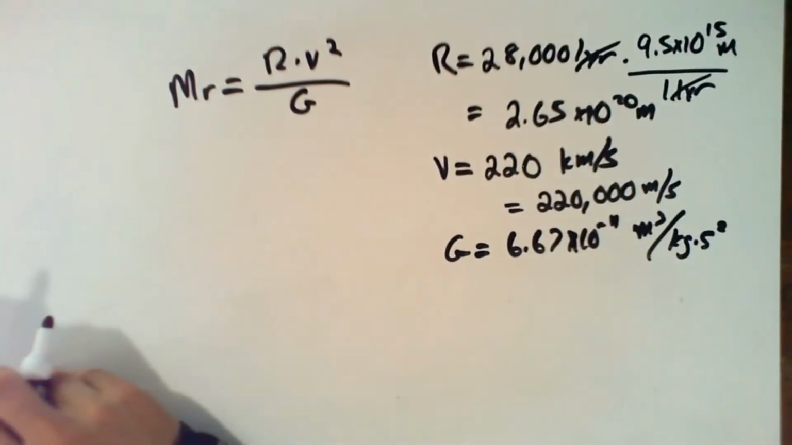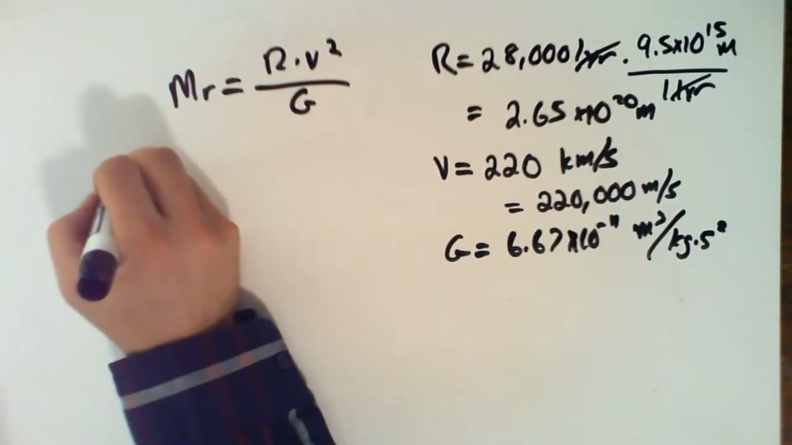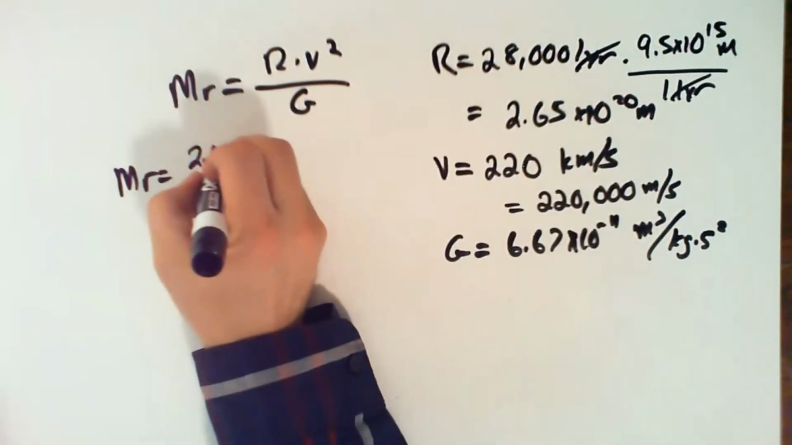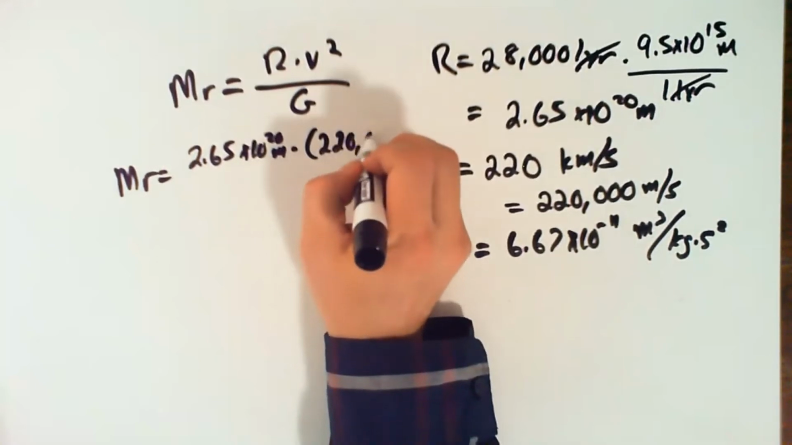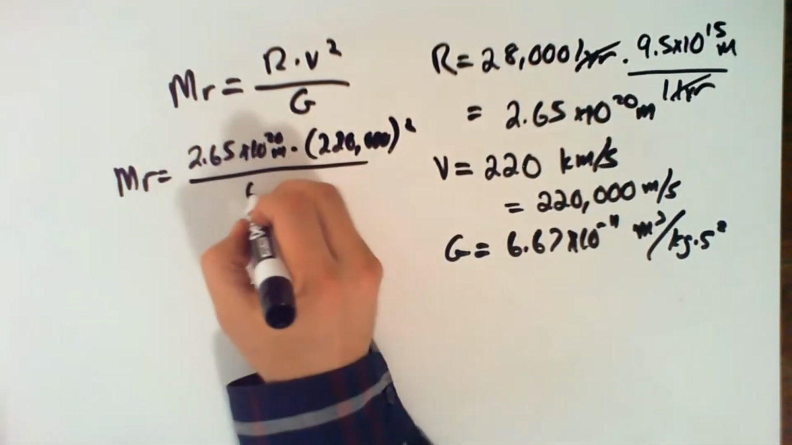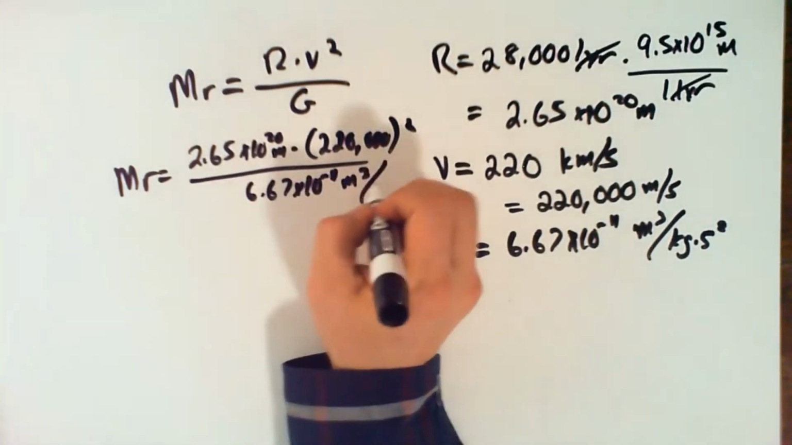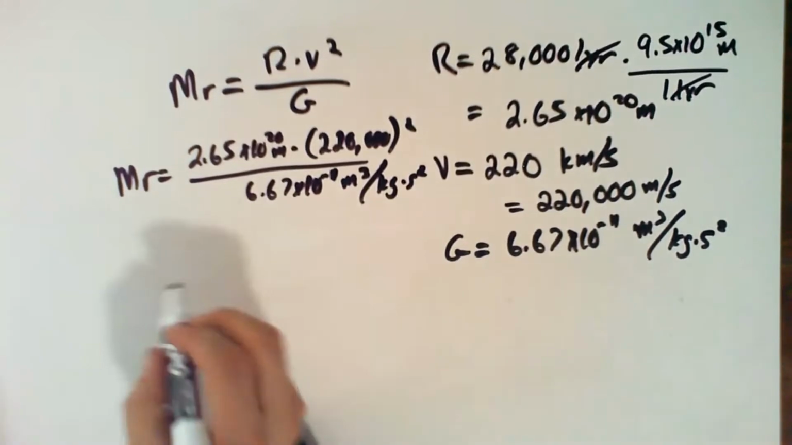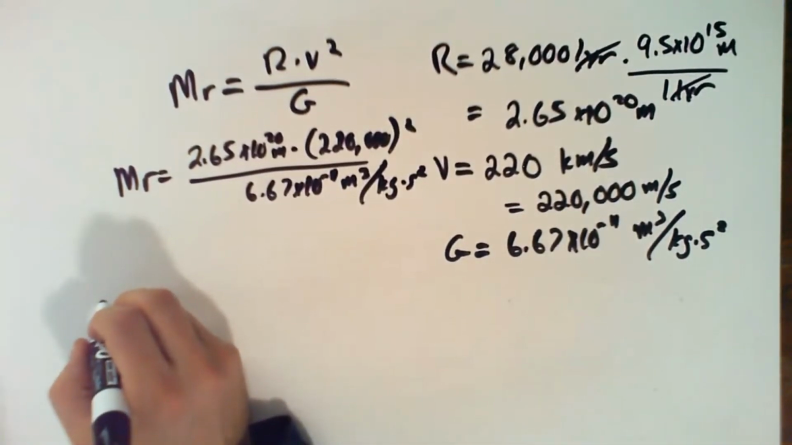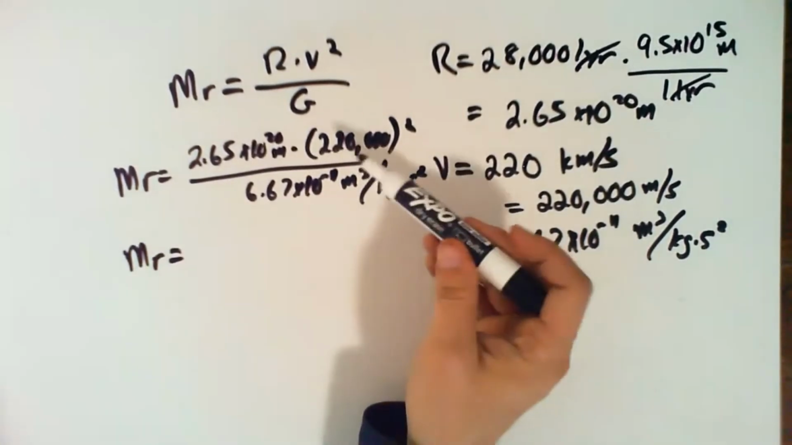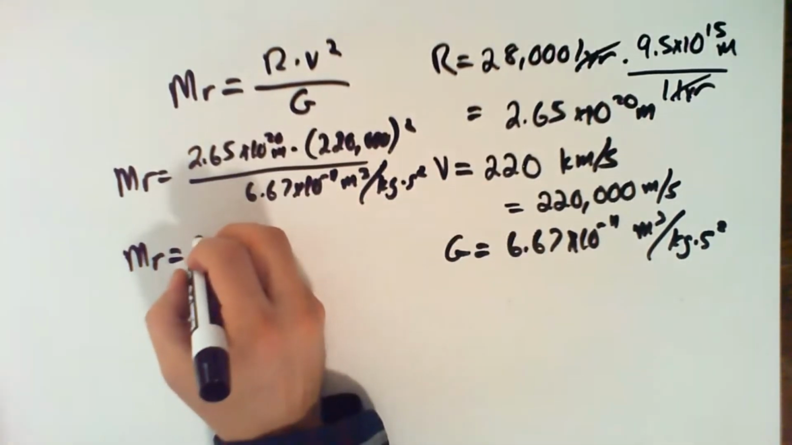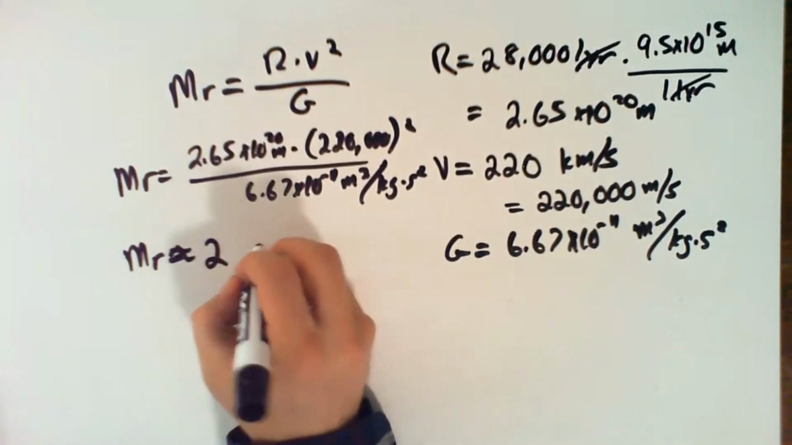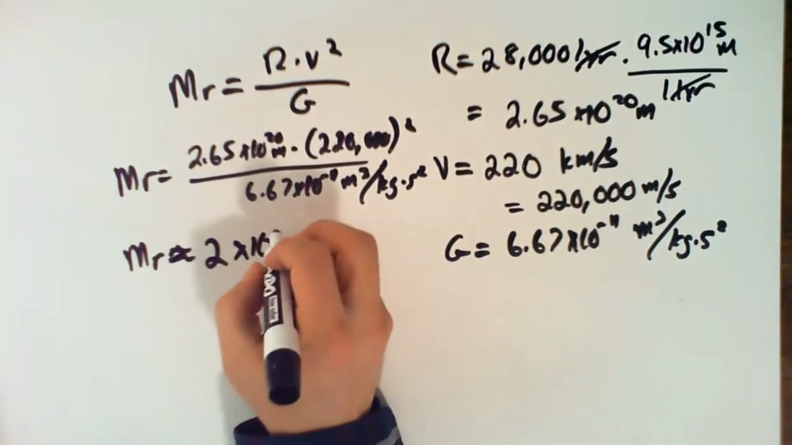Now we can plug all this in and see how it goes. So we've got our M R over here. R is this number, 2.65 times 10 to the 20 meters. V squared, 220,000, quantity squared, divided by G, 6.67 times 10 to the negative 11 meters cubed per kilogram times second squared. Plug all that in, and if you want to use your calculator, you can. It's probably a lot of fun to plug those numbers in, right? If you don't want to, you can take my word for it. This comes out to be about 1.9 or so, but let's call it 2 times 10 to the 41.